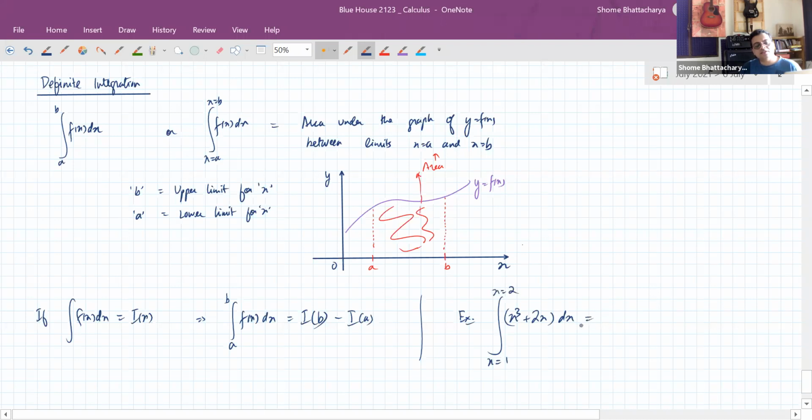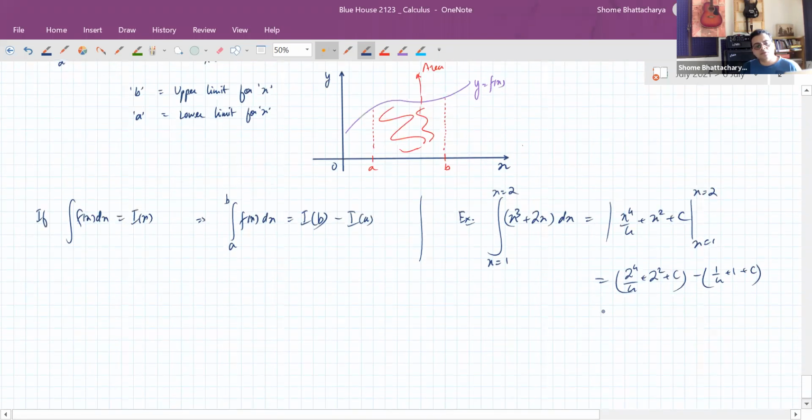So what we have to understand is that the antiderivative of this function is what? It's x to the power 4 by 4 plus x square, plus c. But on this antiderivative now, we can put the limits 1 to 2. So it will become the value of the antiderivative at the upper limit. So that is going to be 2 to the power 4 divided by 4 plus 2 square, minus 1 by 4 plus 1 plus c.